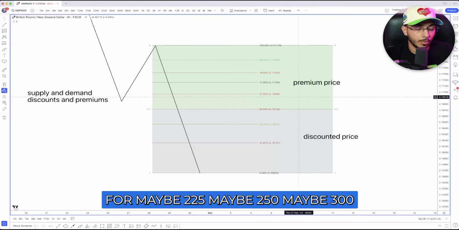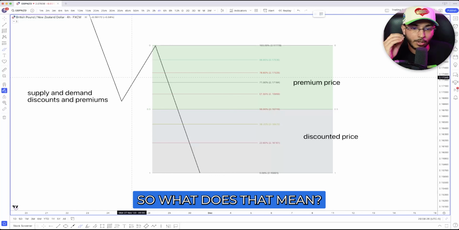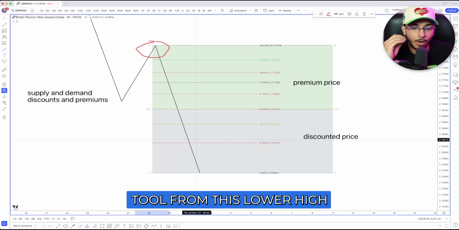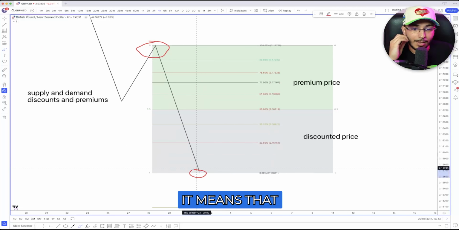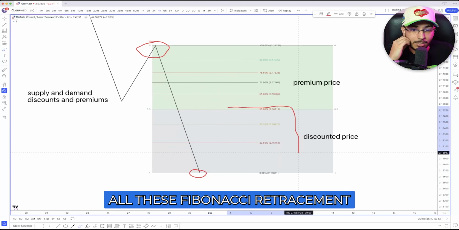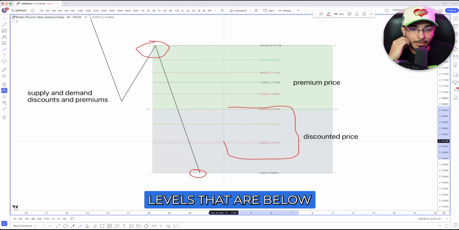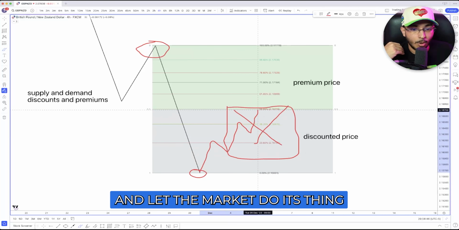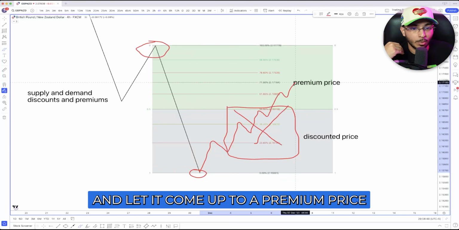if someone's willing to pay that much. So when it comes down to it, in your trading career, you want to sell premiums and you want to buy discounts. So what does that mean? It means that if you just drew the Fibonacci tool from this lower high to this lower low, all these Fibonacci retracement levels that are below the 50% are discounted prices. You don't want to sell a discount. You want to wait and let the market do its thing and let it come up to a premium price.